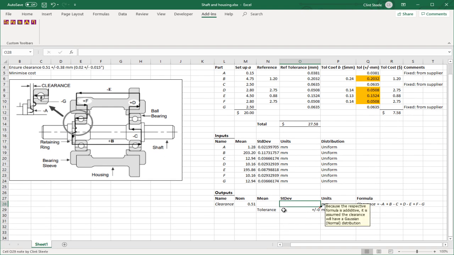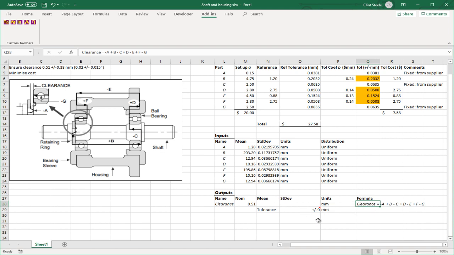But whereas with the input distributions we assume uniform, for the output I'm going to assume a Gaussian or normal distribution. The reason is that the respective formula is additive, and it is assumed that clearance will have a Gaussian or normal distribution. If you've seen my video on the central limit theorem, or if you know about it, you'll know that in a scenario like this, where we have random variables being added or subtracted, the end outcome is very close to a normal distribution. So that means we would expect this clearance to have a normal distribution.